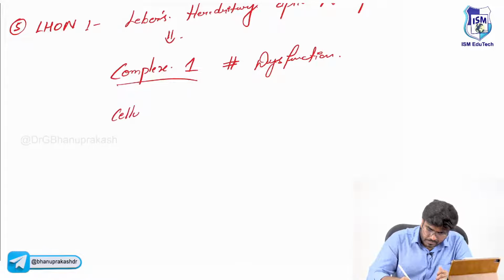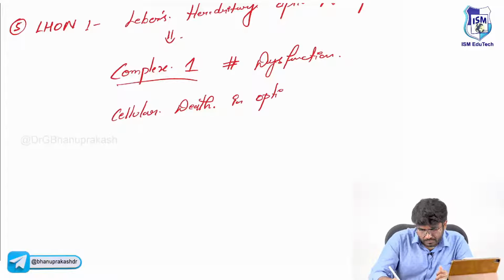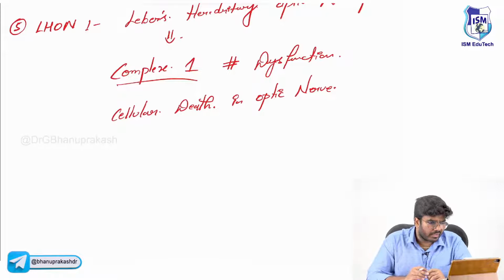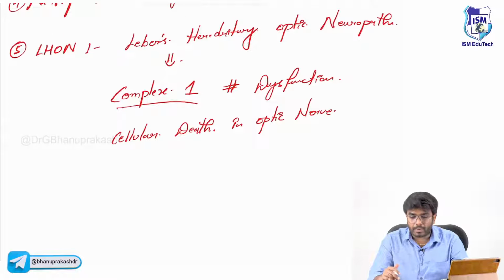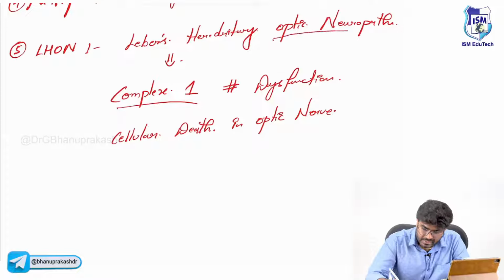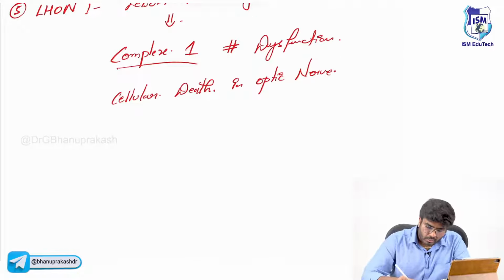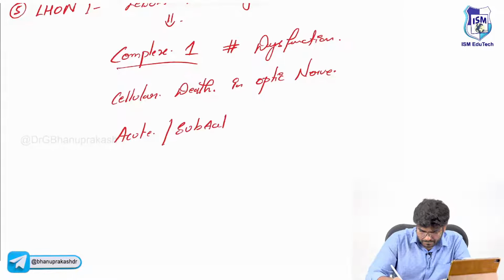Cellular death in the optic nerve, or they can say optic nerve atrophy. In this condition, especially Leber's hereditary optic neuropathy, as you see in the name itself, there is optic neuropathy. The patients are going to have acute, meaning sudden, or subacute vision loss.